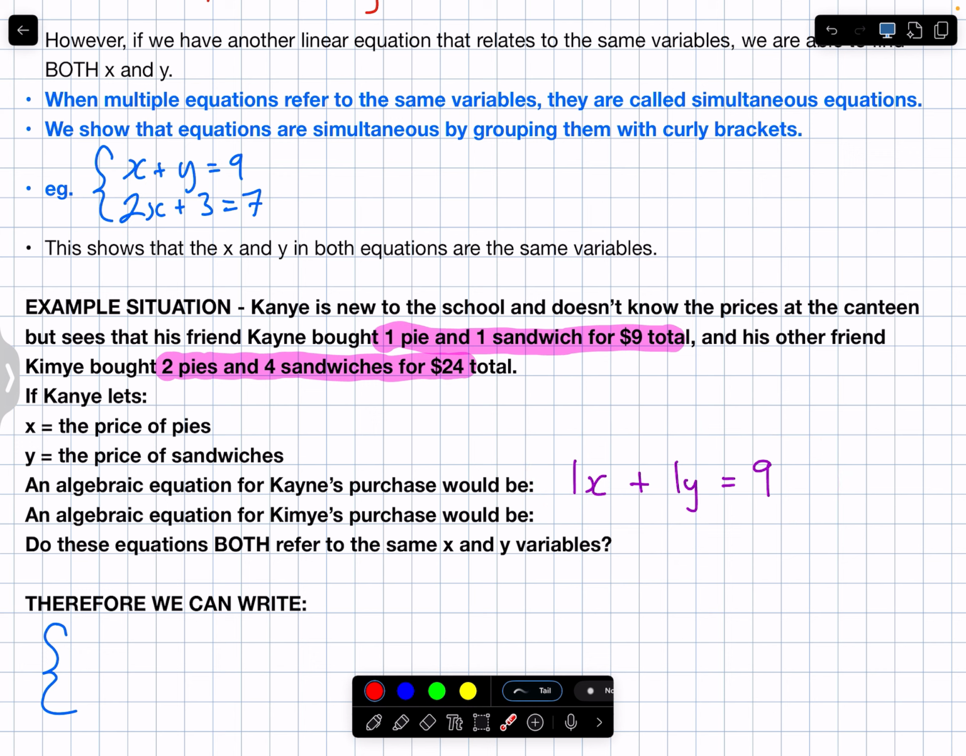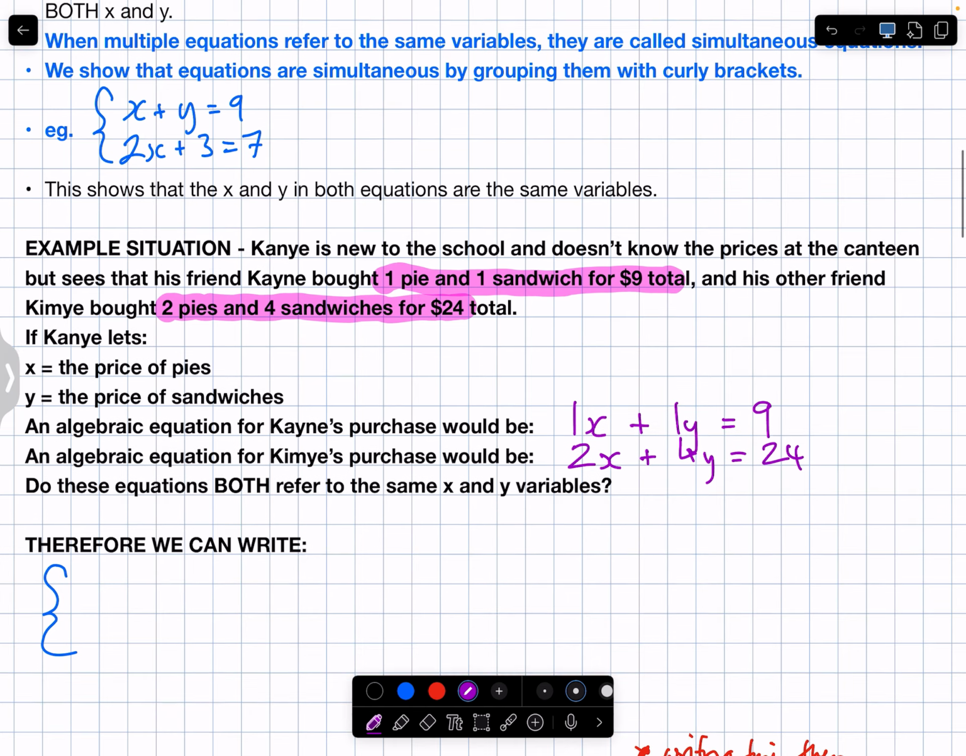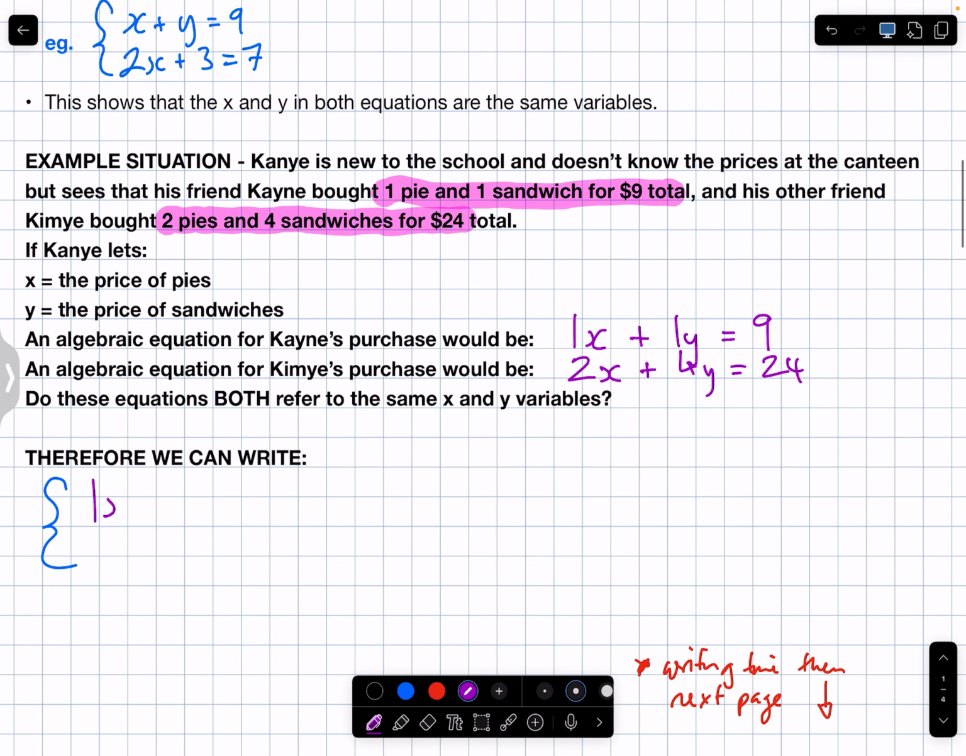But do we have another person that bought stuff from the same canteen? Now that you helped me come up with this equation, what would the equation for hungry Kim Ye be? 2x plus 4y equals 24. Do you guys agree that the x and y in these 2 equations refer to the same thing? Was it the same canteen? Good. So we can write that they're simultaneous. 1x plus 1y equals 9. 2x plus 4y equals 24. And we can put the curly brackets there.